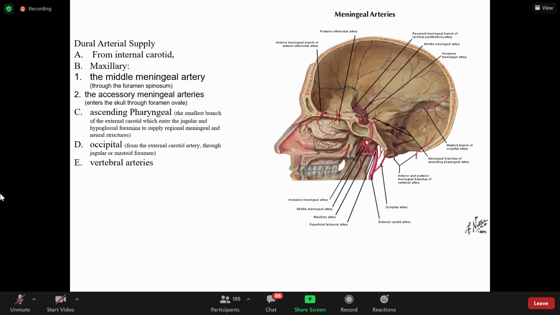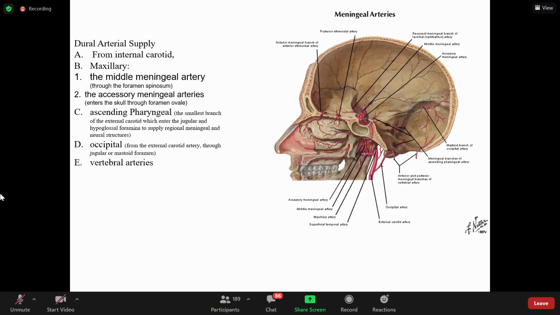It's going to ascend up and it's going to enter into the cranium through the foramen spinosum. And also we have the accessory middle meningeal, a smaller branch that will enter through the foramen ovale. But back to the main one, of course, other arteries are there, like occipital, ascending pharyngeal. But the most important, again, is the middle meningeal artery. You can see it going up here, entering through the foramen spinosum, and it's going to give us an anterior branch and a posterior branch.